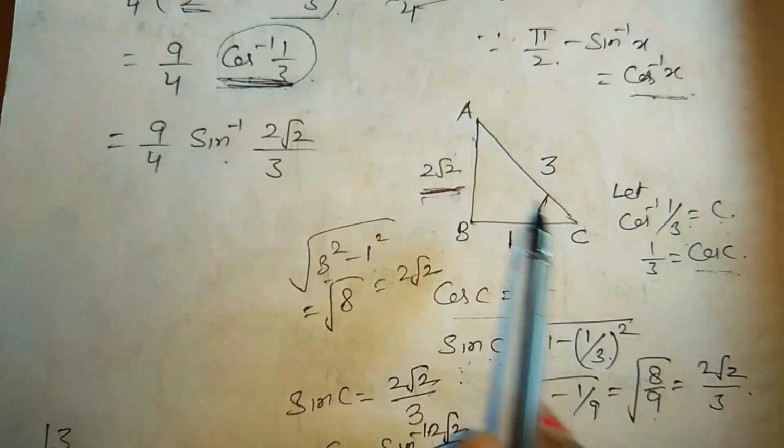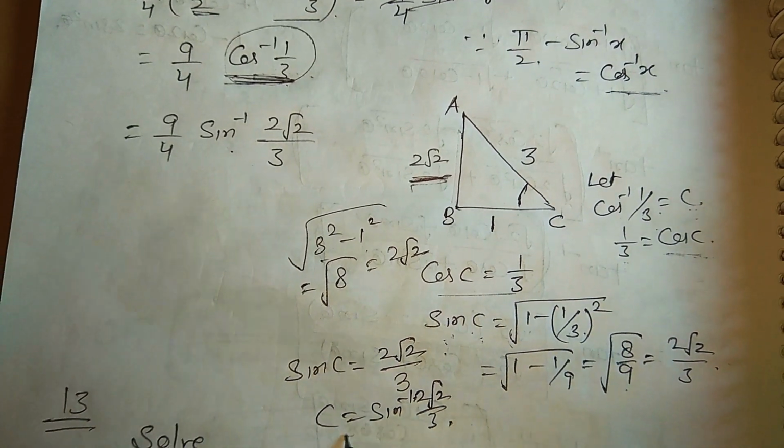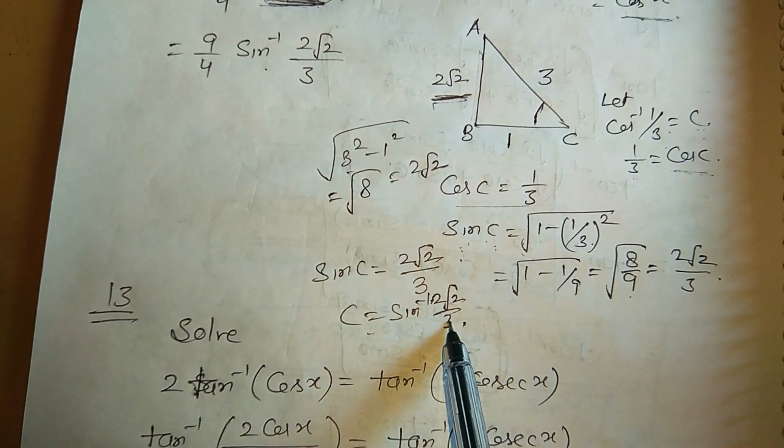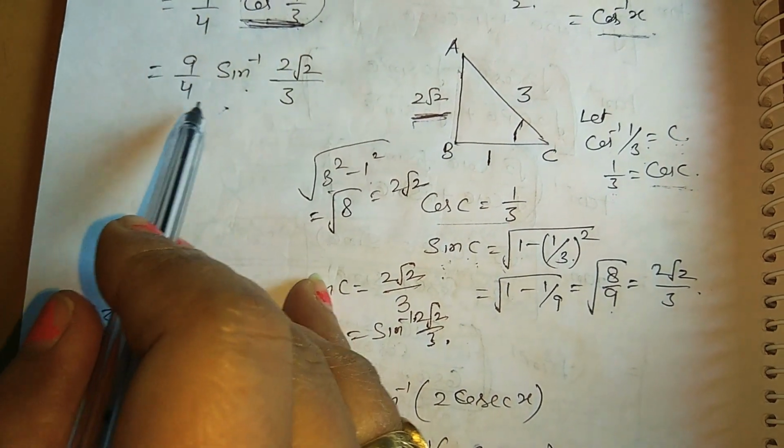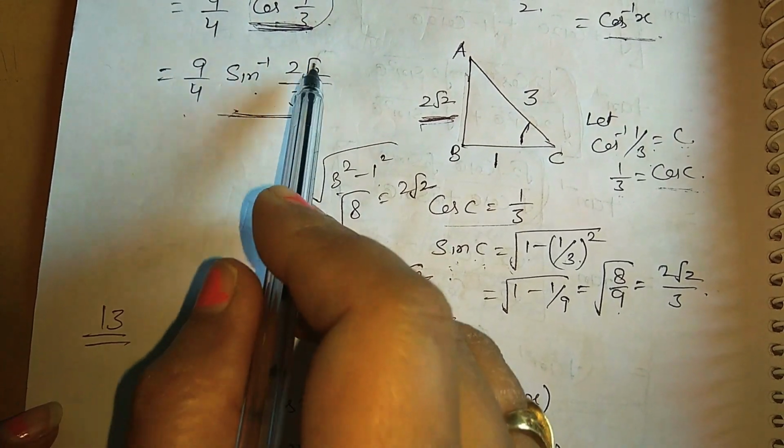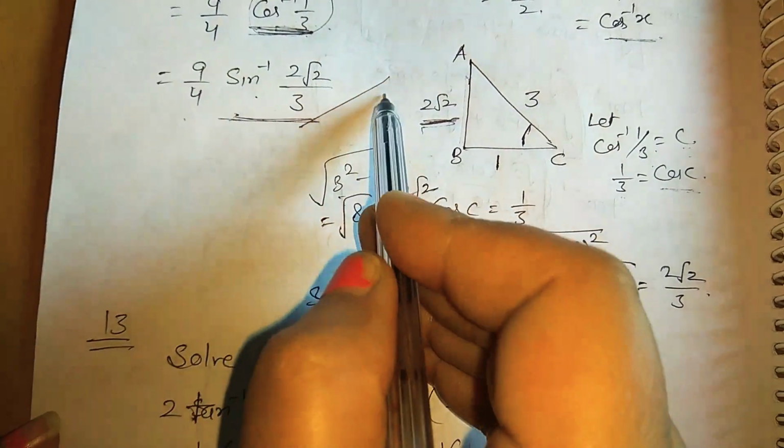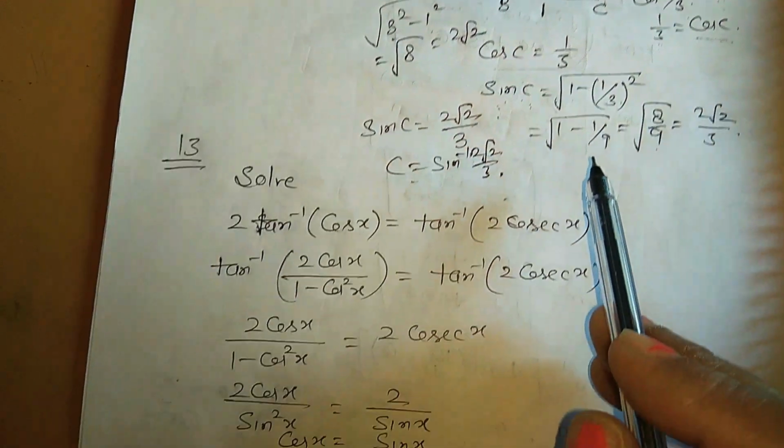So cos inverse 1 by 3 we took as C, and we have proved C is sin inverse 2 root 2 upon 3. So it is 9 by 4 sin inverse 2 root 2 upon 3. This is the answer. So we have proved it.